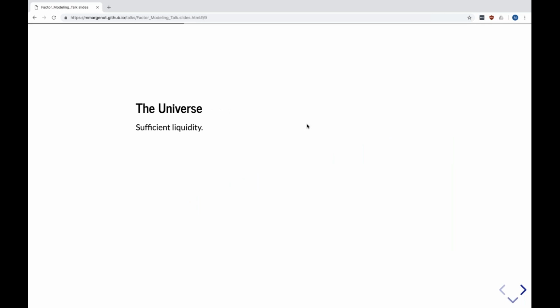So I've mentioned the universe a couple of times. We need to rank our universe according to our factor. We need to make sure that this universe has sufficient liquidity, right? What we want to do is place hundreds of bets long and hundreds of bets short all at the same time, which means that we need to be taking up positions in things that we can actually trade, right?